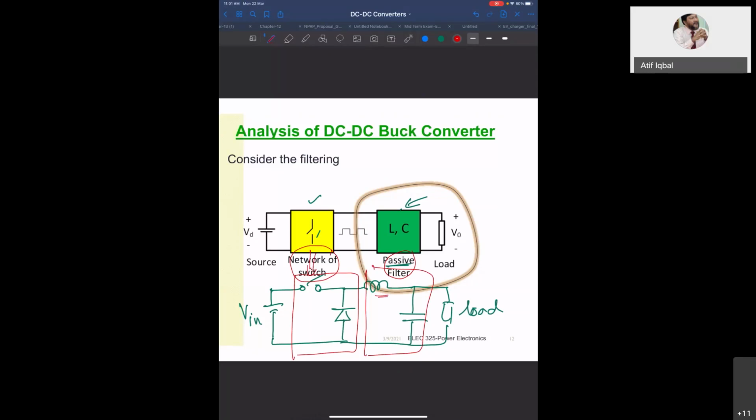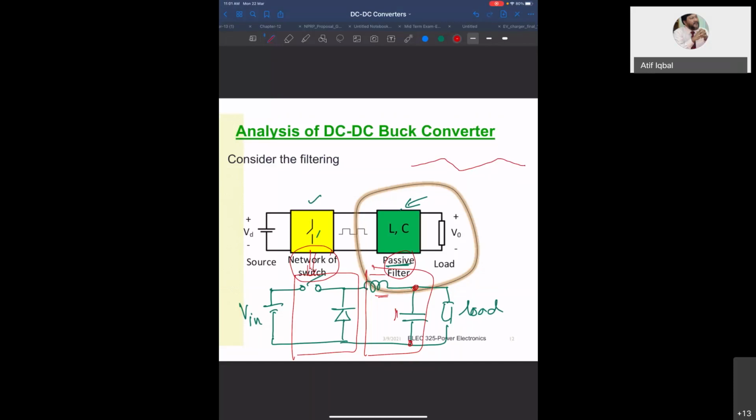The inductor is used to reduce the ripple in the current, and the capacitor is used to reduce the ripple in the voltage. Voltage ripple is controlled by means of the capacitor, and the capacitor provides an almost constant DC output voltage. In practice, there will be some ripple in the output voltage, but the amount of ripple depends upon the capacitor value. If the capacitor value is high, the voltage ripple will be low, and if the capacitor value is low, the ripple will be high.